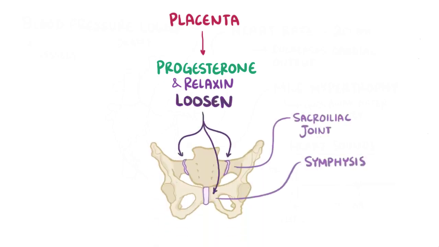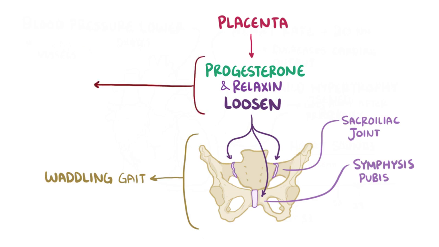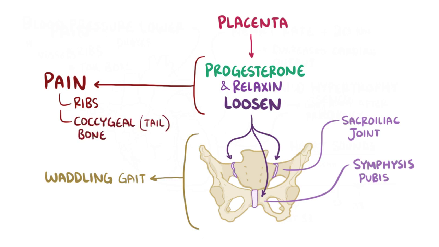In addition, progesterone and relaxin, another hormone produced by the placenta, both loosen ligaments around the sacroiliac joints and symphysis pubis in preparation for fetal passage through the birth canal. This results in a waddling gait sometimes seen during pregnancy, and these two can also cause pain in other joints, like those in the ribs or coccygeal or tailbone, all from shifting ligaments.